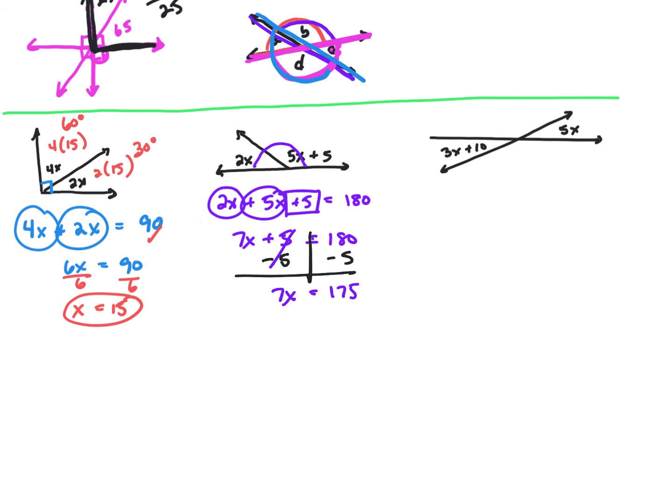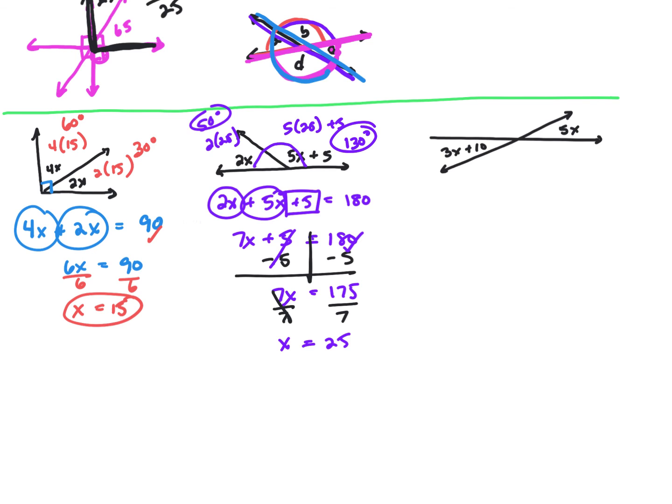We'll continue to solve by dividing by the coefficient, the number in front of the variable. So we've eliminated 7, and that gives us x equals 25. So again, we're not done. We would say 2 times 25, so this angle is 50 degrees, and 5 times 25 is 125 plus 5 more, so this would equal 130 degrees, and 50 and 130 add up to 180.